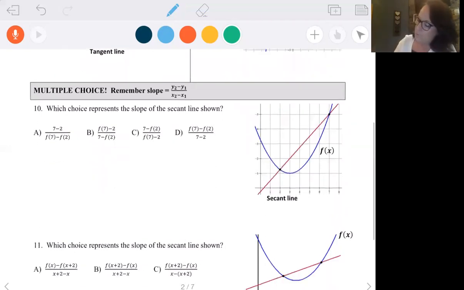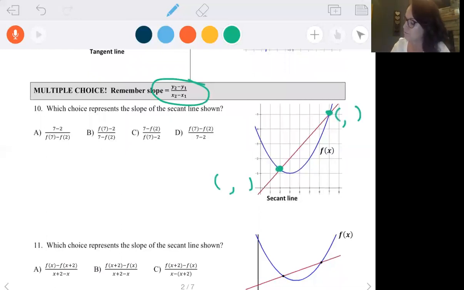Okay, remember how to find slope, change in y over change in x, correct? This says which one represents the slope of the secant line. Now, secant lines, unlike tangent lines, hit curves in 2 places. So you would be asked which one of these is the equation for this secant line's slope, which means you need the x values and you need the y values.